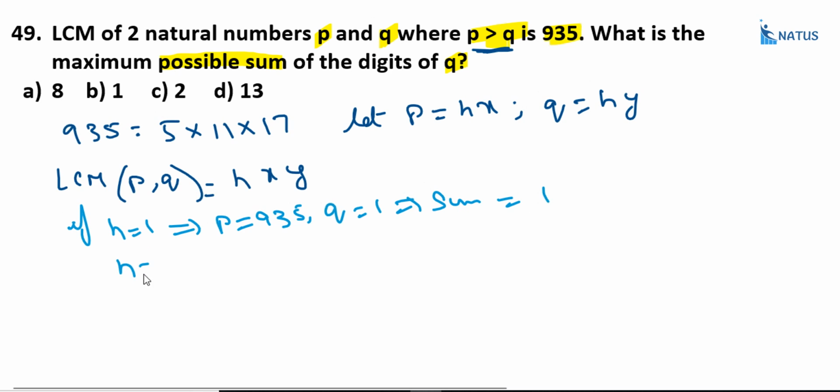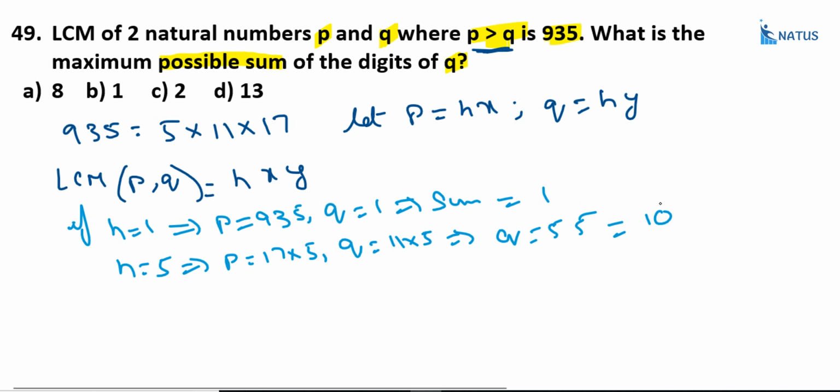Next, if h is equal to 5, here 5 into 11 into 17, what is p? P must be greater than q, right? So p must be 17 and q must be 11. So 17 into 5, but what is q? That is equal to 11 into 5, which implies q is equal to 55. What we require is the sum of the digits. So this is equal to 10.